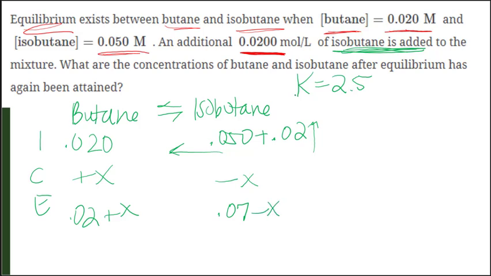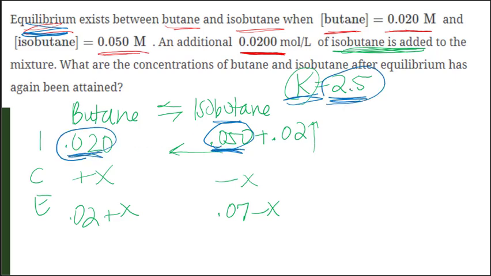Now let's plug that into our K expression. And for the K, the value of 2.5 I got from the slide before, but if we hadn't known that, we were told that equilibrium was when isobutane was 0.05 and butane was 0.02. So if you did 0.05 divided by 0.02, you'd get 2.5.